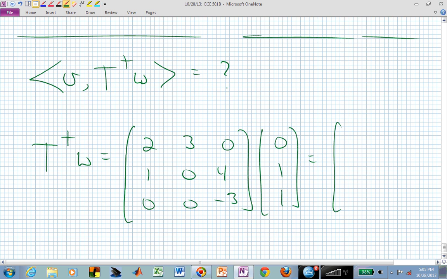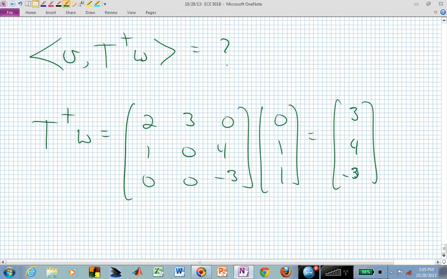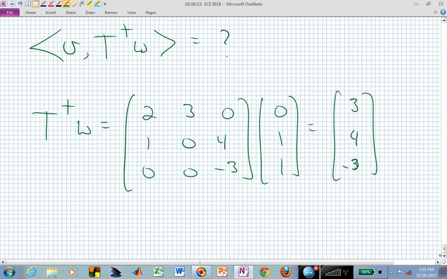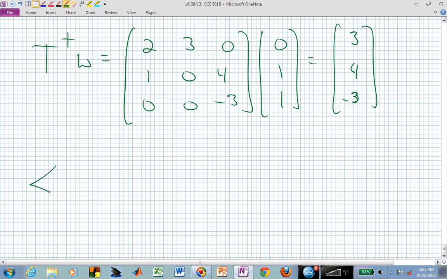meaning now I simply add the last two columns together, which says that I have 3, 4, and minus 3. That was pretty easy to add up, wasn't it? Because I had zeros matched up with some non-zero terms. Now I need to form the inner product of that with this point on the floor, which was V.